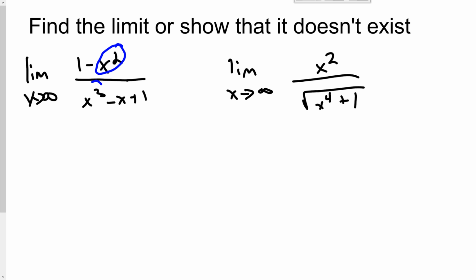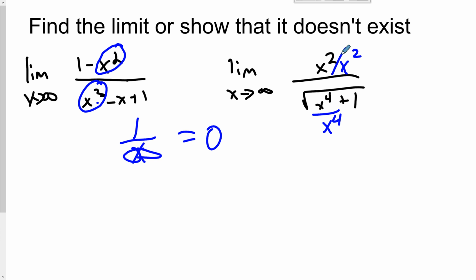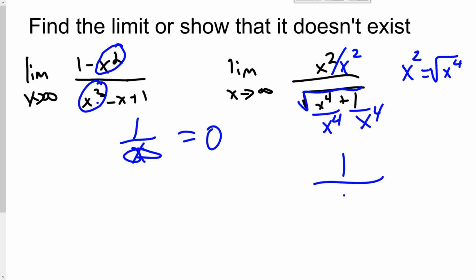Okay, so if you just look at these two, this one's bigger, so it's going to be some form of 1 over x, which is going to go to 0, because as my x goes to infinity, it gets bigger and bigger and bigger, so this is going to go to 0. This one inside here, we have to divide by x to the 4th. This one we divide by x squared, because x squared is the same as the square root of x to the 4th. And because this is in the square root, we have to put it under x to the 4th. So we just have 1 over 1 plus 0.